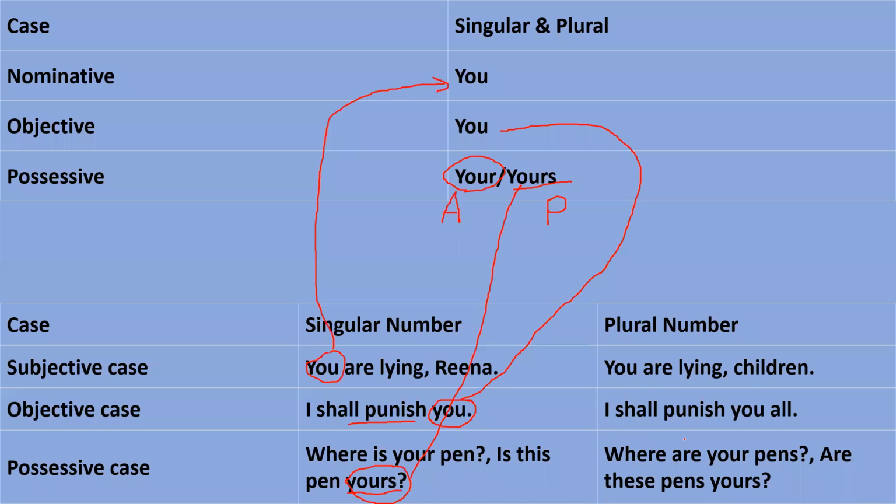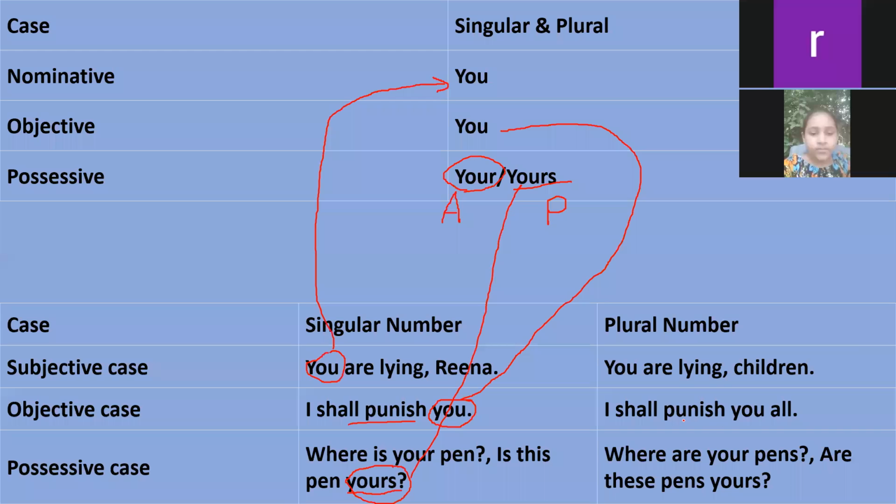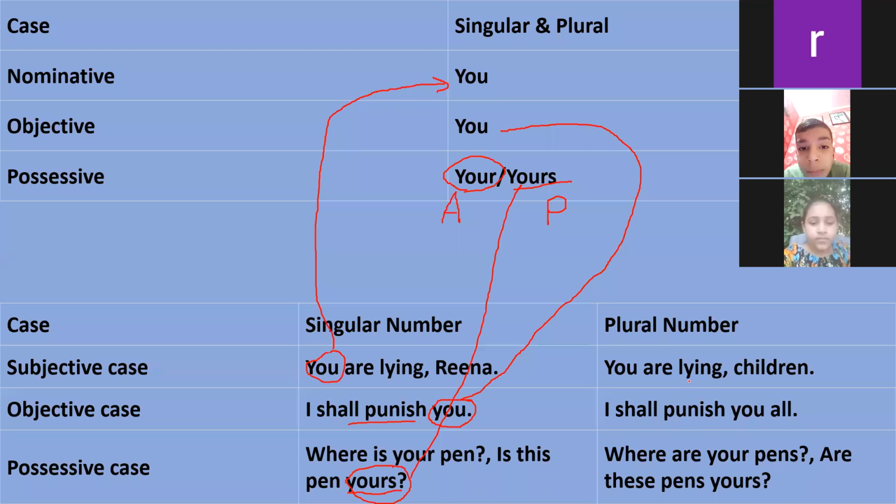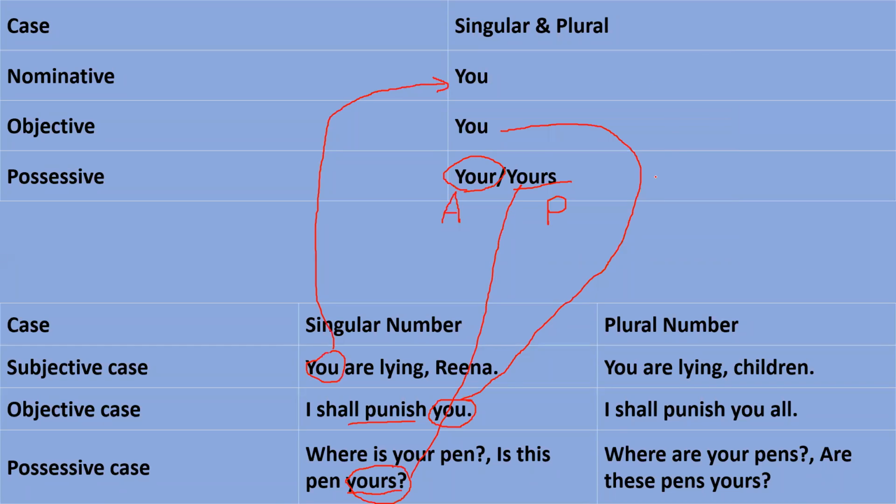Okay. Same examples are written here. Clear? You are lazy children, so you can be used for singular also and for plural also. I shall punish you all. So here also in the objective case we have used you, but for the plural, right? So simply we can understand you is subjective case also, objective case also, singular also, plural also, right? But in possessive case we have to write yours. Clear? Next slide.